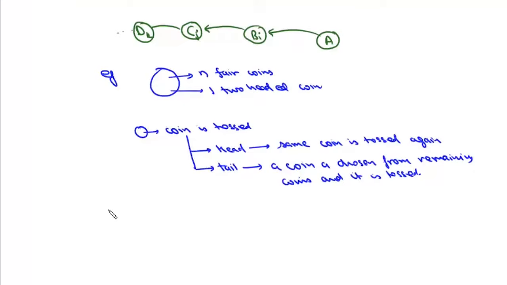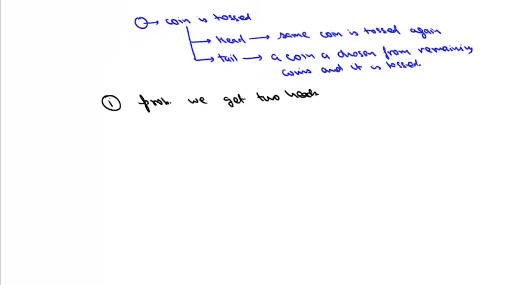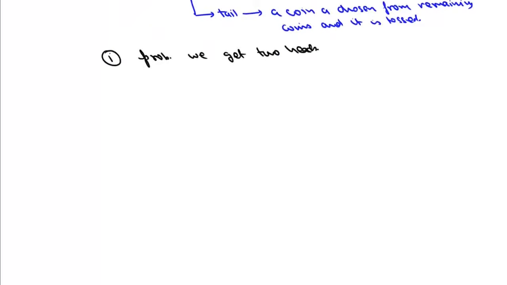First we'll deal with a total probability question, and we'll say we have to find the probability that we get two heads. So we toss a coin, and if it shows head, we'll toss the same coin again, and if it is tail, we'll choose another coin and then toss it, and we have to find the probability that we get two heads. Now the situation looks a little complicated, but what we'll do is draw a tree diagram.